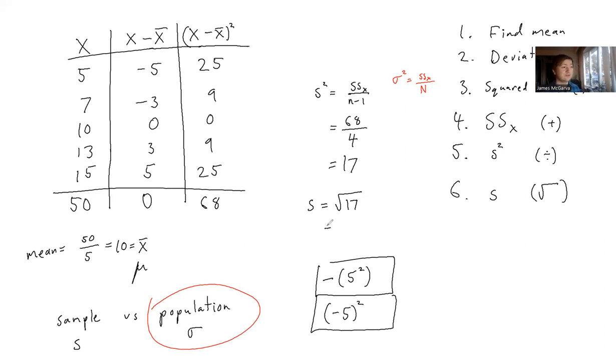That's our answer. Square root of 17, right? Which we can plug in our calculator to turn into a decimal. We get 4.123. And there we go. That's our final answer. So that's how you calculate the standard deviation, right? There's a lot of steps.